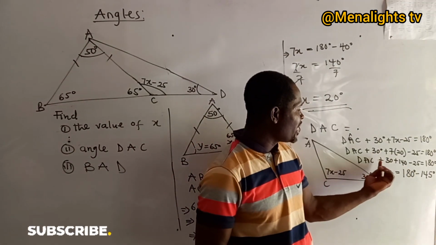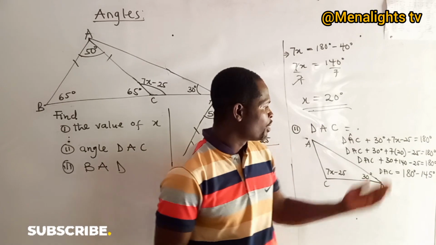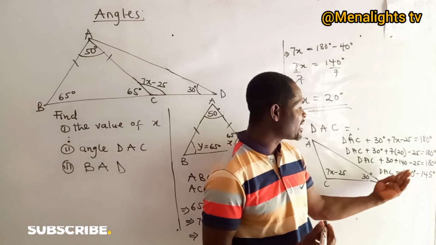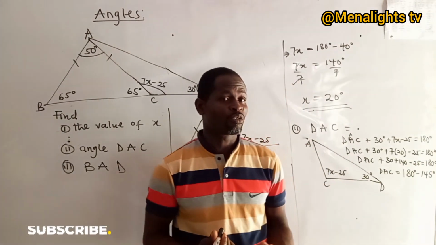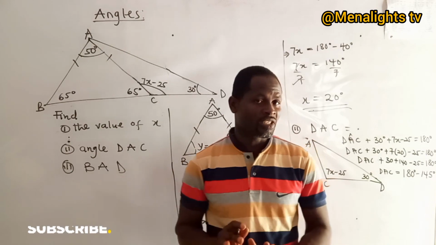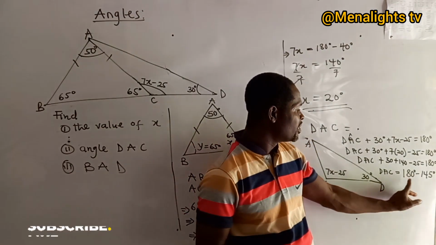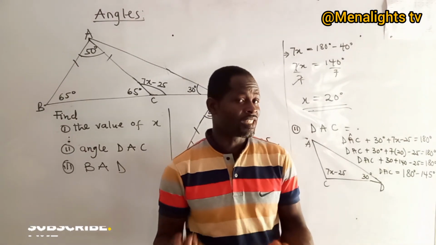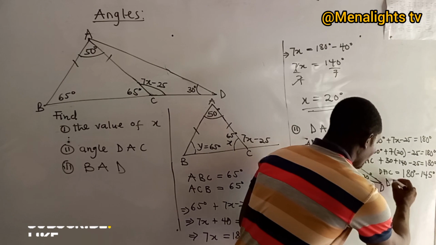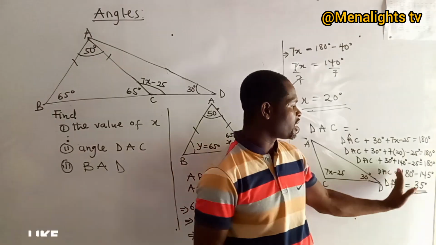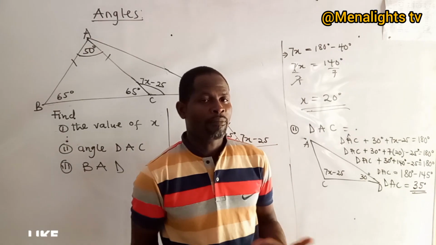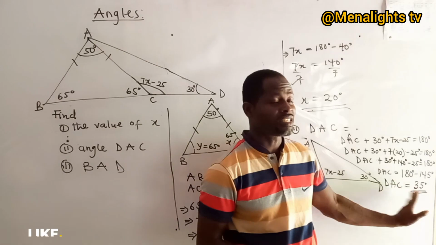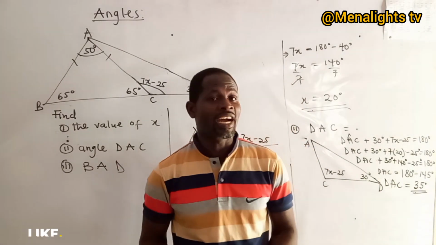So DAC plus 30 plus 40 will give us what? 170 degrees. So 170 degrees minus 25 degrees, then we are left with 145 degrees. So from here you can say that DAC is equal to 180 degrees minus 145 degrees. So DAC is equal to 180 degrees minus 145 degrees. So that means the angle at A here, DAC, is equal to 35 degrees.